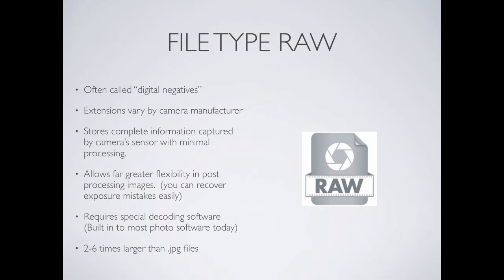I can adjust it. Oh, I made a mistake on something else. Chances are the RAW image will let you fix it. It does require special decoding software. It's usually built into Windows or Mac or any photo program that you're going to load. So for example, Photoshop has it already built in, so you really don't have to worry about it. But it is important to note that it does take a little bit of extra decoding, and it's generally larger than a JPEG.